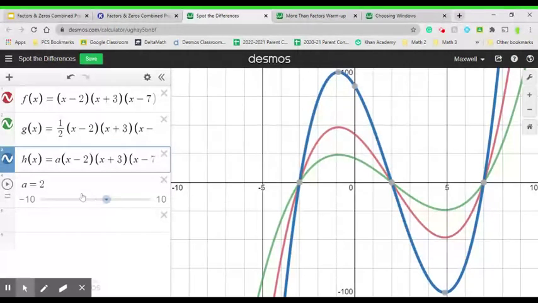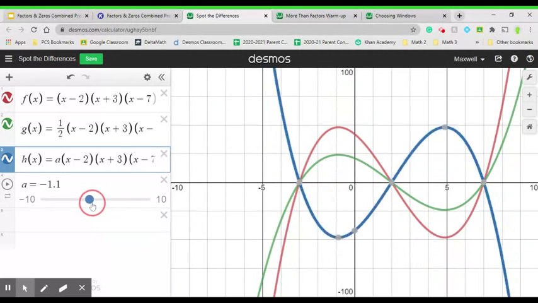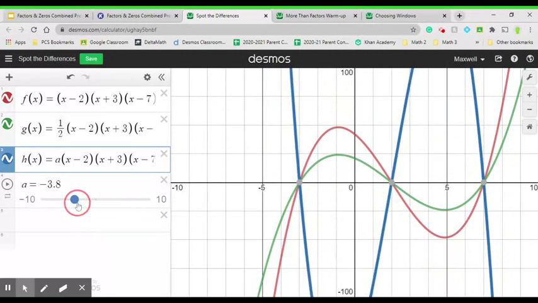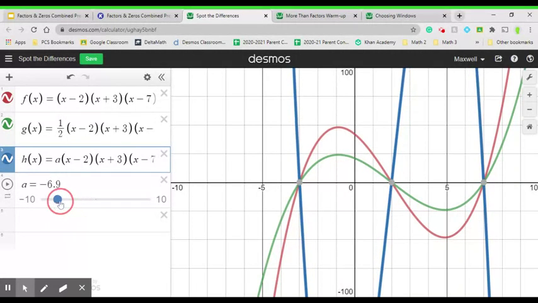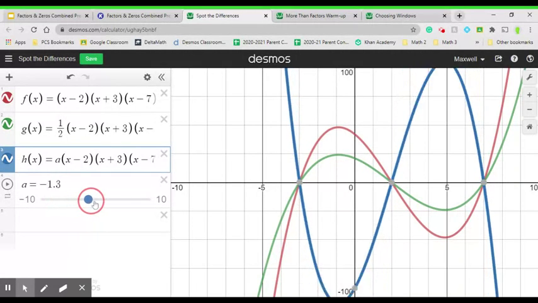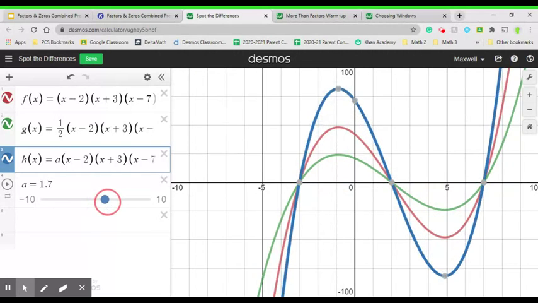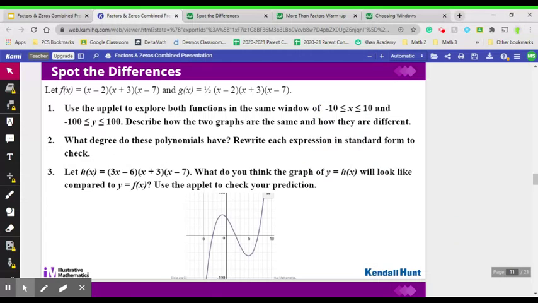So an a value in the front or an a value in one of these factors would cause it to dilate or flip upside down if you go to negative numbers, and you can see how it dilates further and further as you go. So that dilation happens in polynomials just as it did with other types of functions that you've learned about in the past. Now, if we go back to our slides, number 2 asked, what degree do these polynomials have?